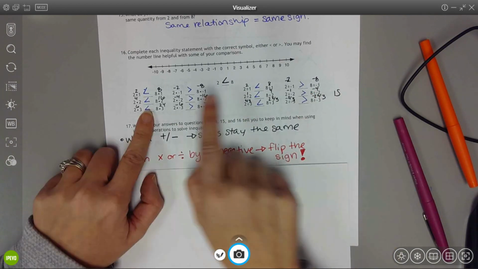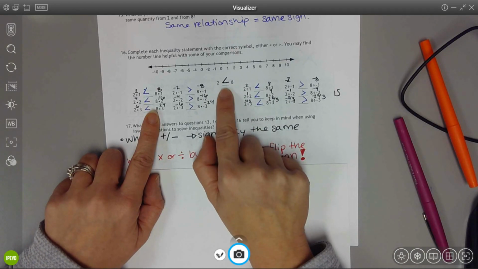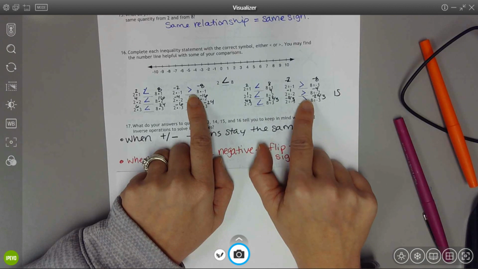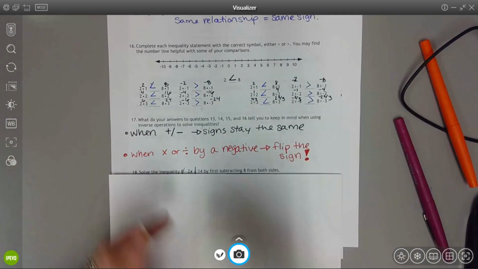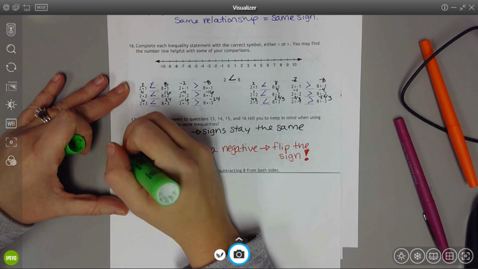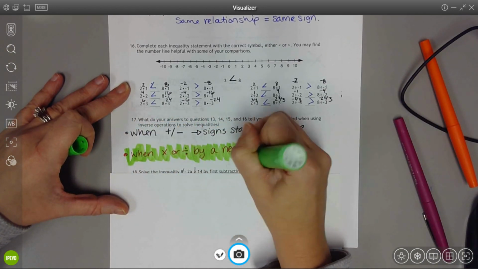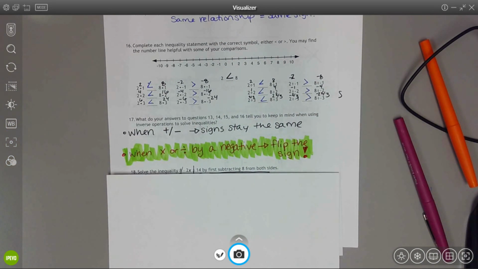Here I multiplied and divided by a positive, and my relationship stayed the same. But the second I did it by a negative number, my sign flipped. So big thing here, guys, circle it, highlight it, star it, do whatever you have to do as a reminder to yourself that whenever we multiply or divide by a negative, we have to flip our sign.